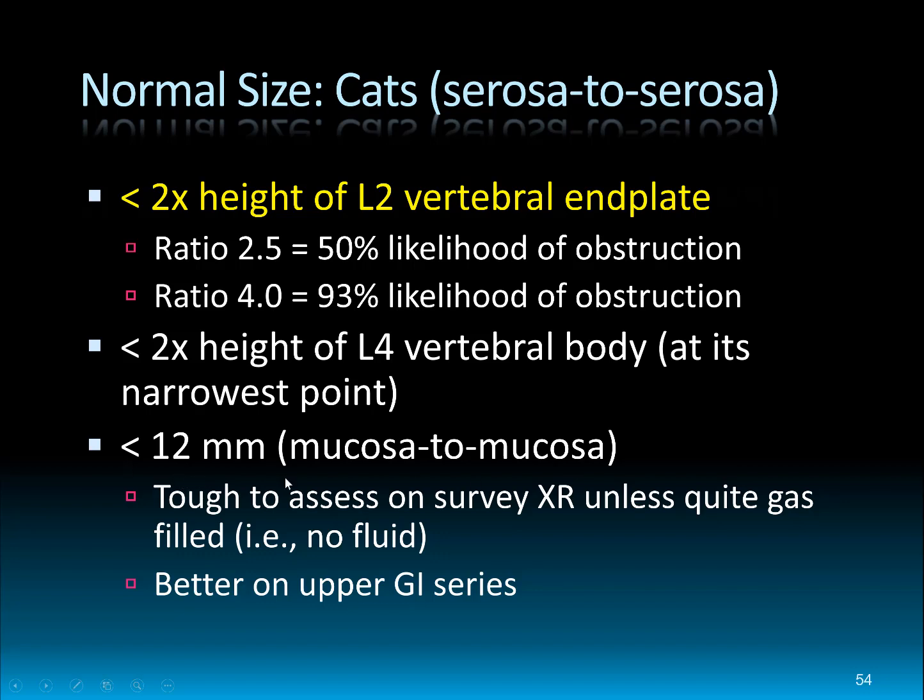That last bullet point is one that has been used for a while. It's pretty good. It can be difficult because you usually can't see mucosa to mucosa. We can see serosal edges, but usually not the true mucosal edge, so it's not as useful in terms of survey radiographs. Maybe a little bit better with contrast radiographs.